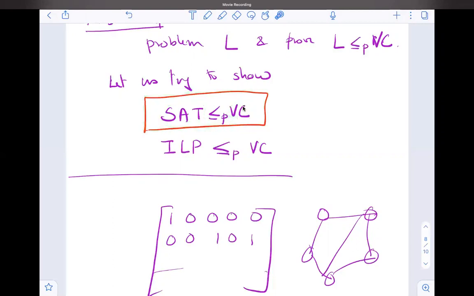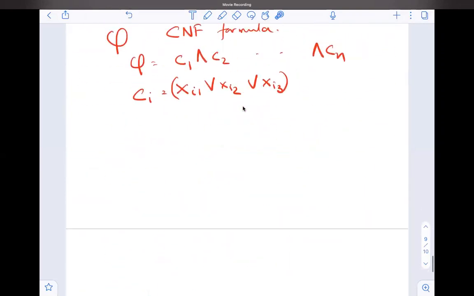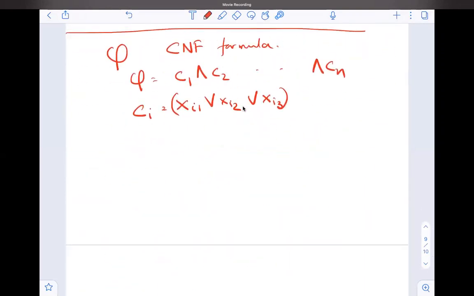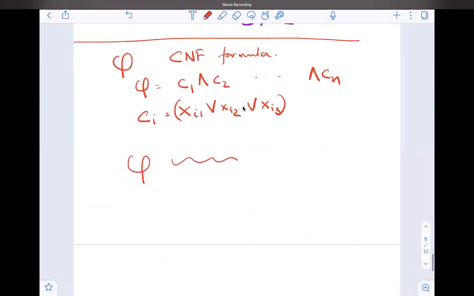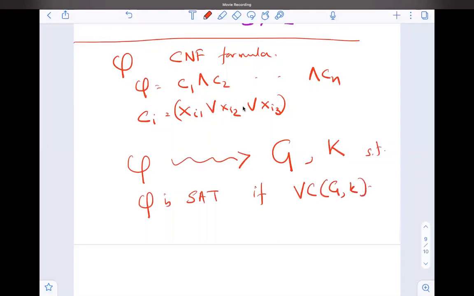So the way to go about it is you start with a SAT instance. Given a formula, I want to create a graph G and a value k such that phi is satisfiable if and only if the vertex cover of (G, k) holds, meaning G has a vertex cover of size less than or equal to k.